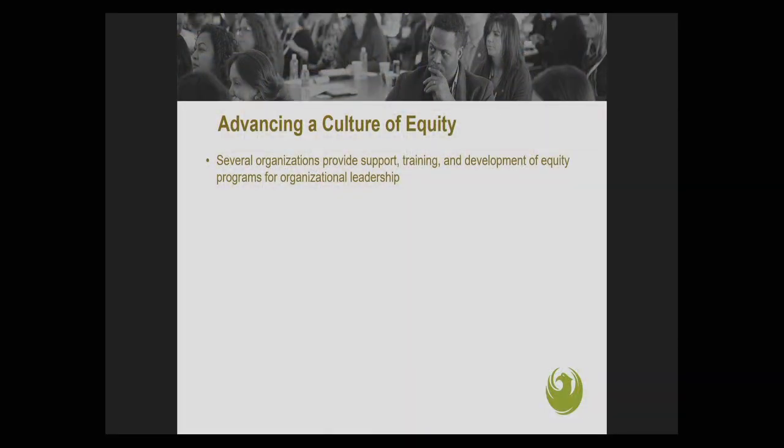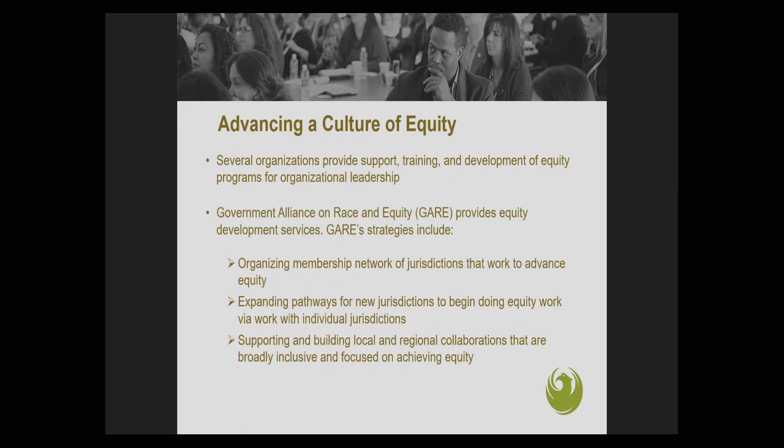During our research, we learned that there were several organizations that provide support, training, and development of equity programs for government agencies. At the suggestion of Councilwoman Pastor, we researched the GARE organization, Government Alliance on Race and Equity. GARE's strategies include organizing a membership network of jurisdictions that work to advance equity, expanding pathways for new jurisdictions to begin doing equity work via work with individual jurisdictions, and supporting and building local and regional collaborations that are broadly inclusive and focused on achieving equity.